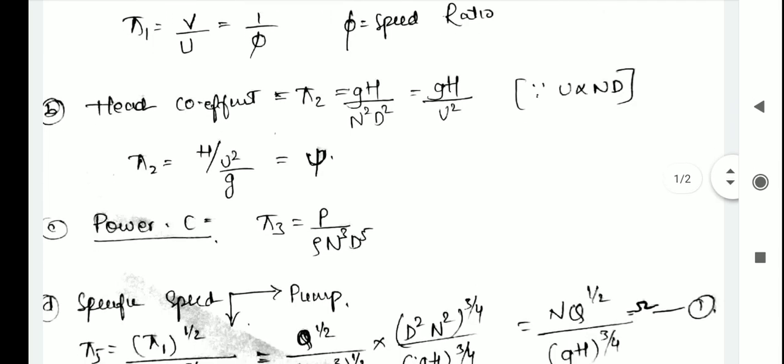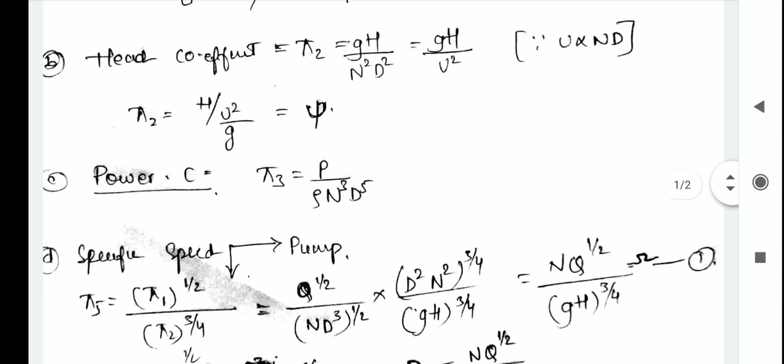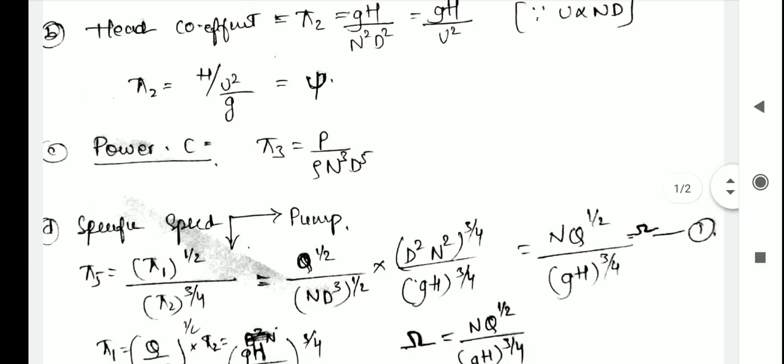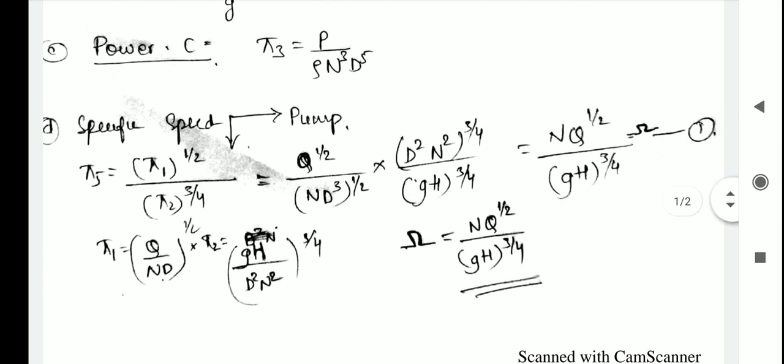Next we move on to power coefficient. The term pi 3 is equal to P divided by rho into N cubed into D raised to 5, and is called the power coefficient or specific power. It represents the relation between power, fluid density, speed and the wheel diameter for a given machine. The power is directly proportional to the cube of the speed of the runner or rotor, which is called the third fan law. Next we move on to specific speed.